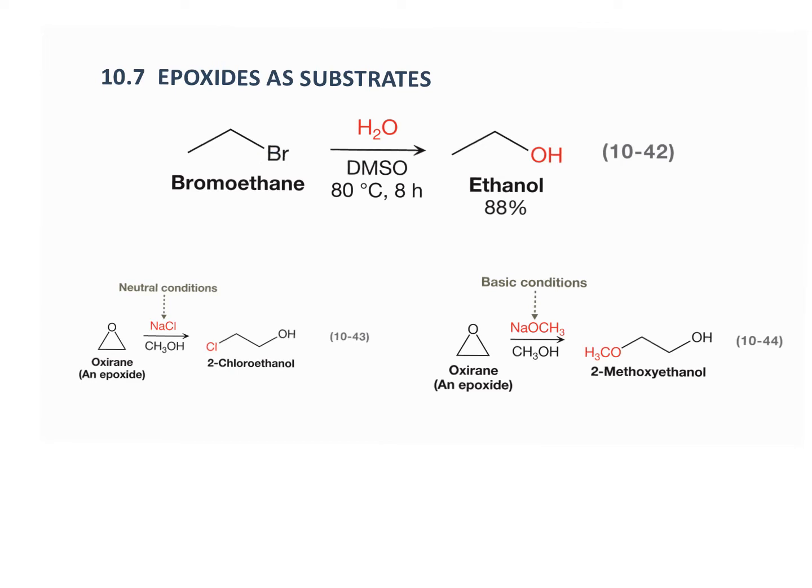Under neutral or basic conditions, an oxirane, which is an epoxide, the simplest epoxide that we have, and an epoxide is just this kind of ring structure with an oxygen bond, can also react with a nucleophile to form an alcohol. Now, we've got two equations here. These are under different conditions. So this is under neutral conditions, and then this is under basic conditions. In both cases, the OH and the nucleophile end up on adjacent carbon atoms in the product.